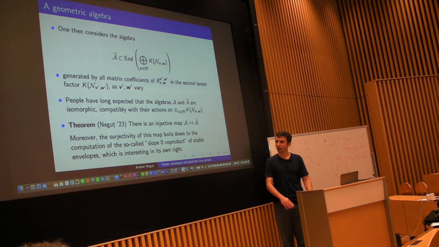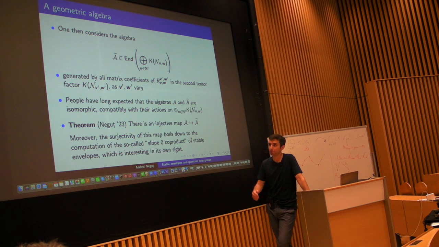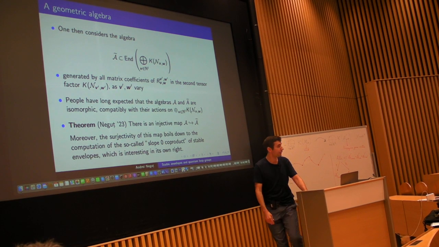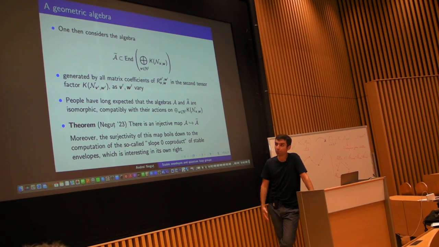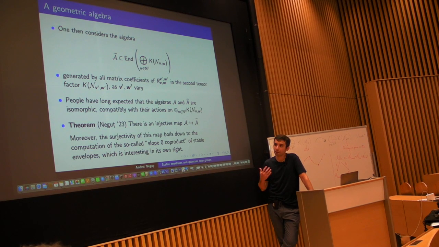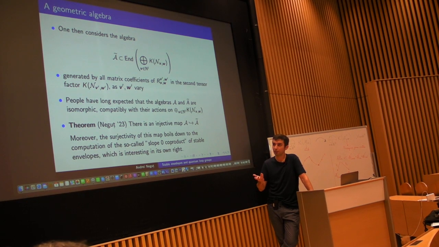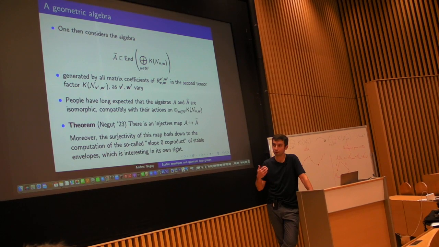The only thing I can say is a paper I wrote a few months ago where I can construct an injective map from this algebra A to the algebra A tilde. I can prove injectivity, which maybe is not all that impressive. But the most important thing to me is that to get surjectivity, you can boil this down to the computation of something which Aganagic and Okounkov called the slope zero co-product that corresponds to stable envelopes.